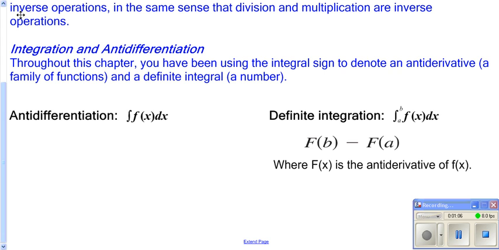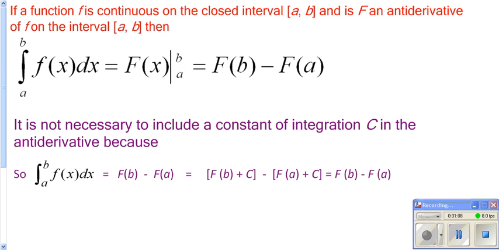And that's for the most part how you're going to find area, and that's what the fundamental theorem of calculus says. And that's what it's saying here. It says capital F is your antiderivative, plug in b minus plug in your lower limit of a.